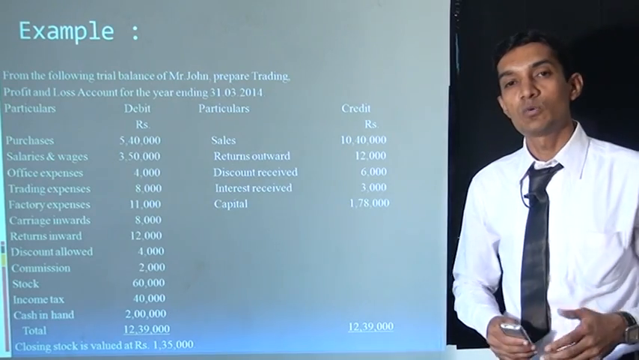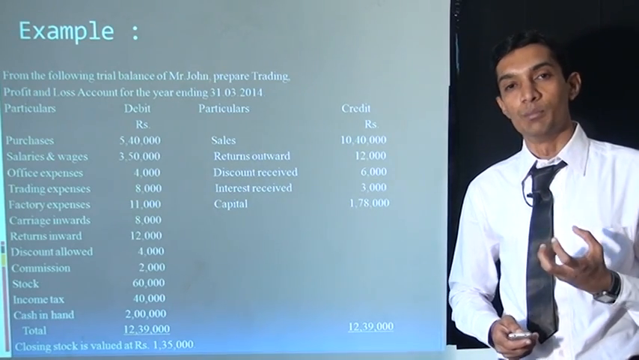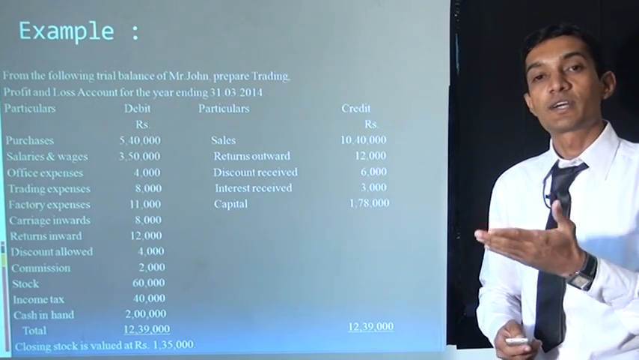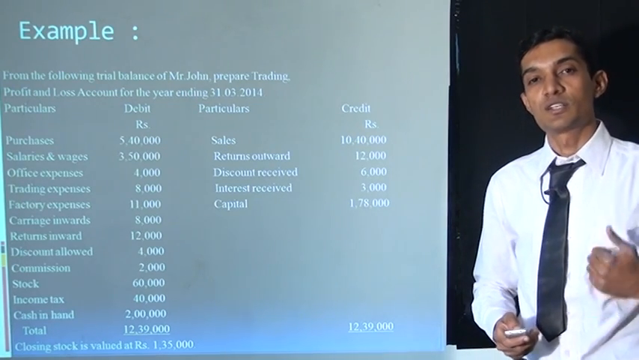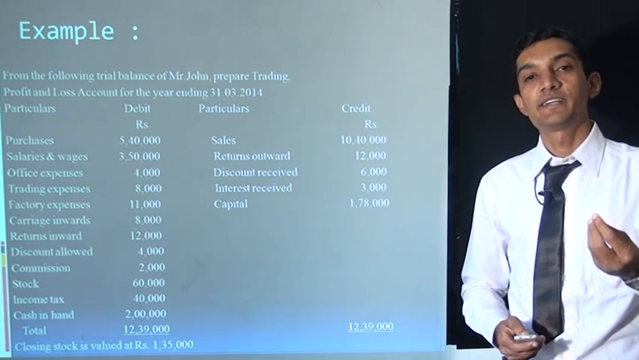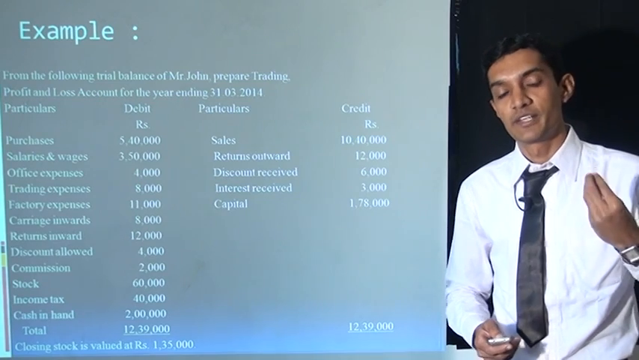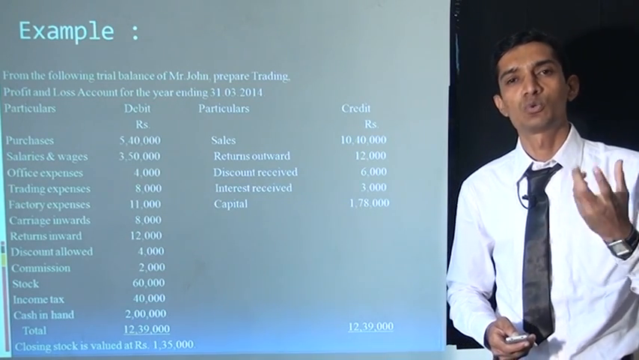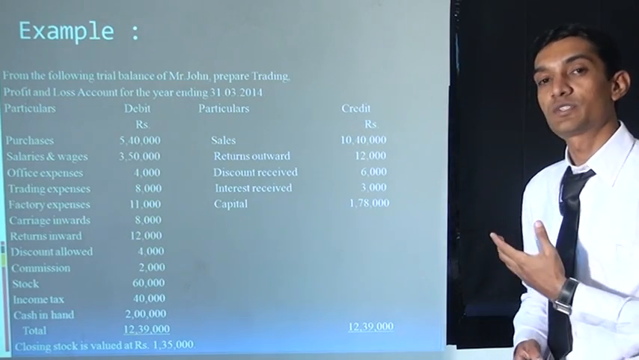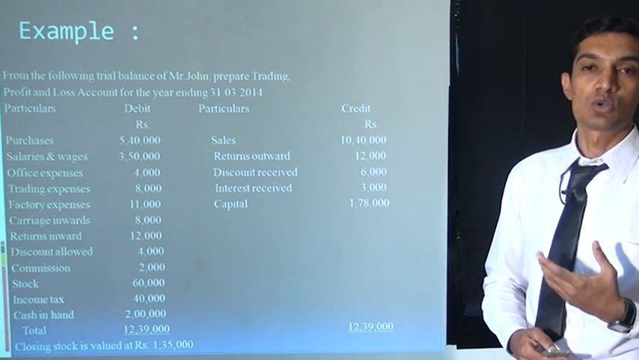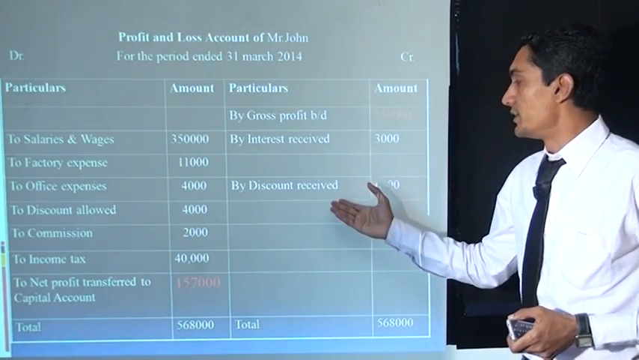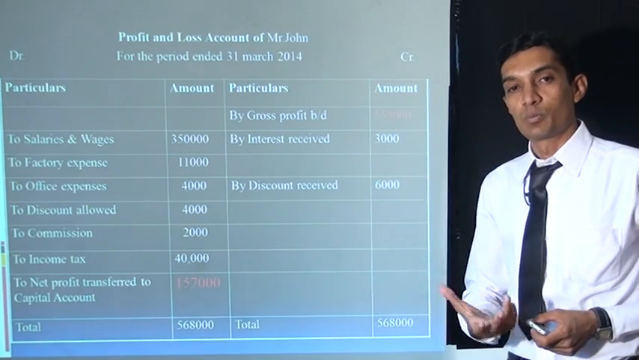Next, discount received. It is one type of income. Whatever material we purchase from outside, the creditor gives us a discount. Suppose we purchase goods for 5 lakh rupees and the creditor gives us a discount of 2,000, then that 2,000 is our income, so it comes on the profit and loss account credit side. Discount received is 6,000 rupees.